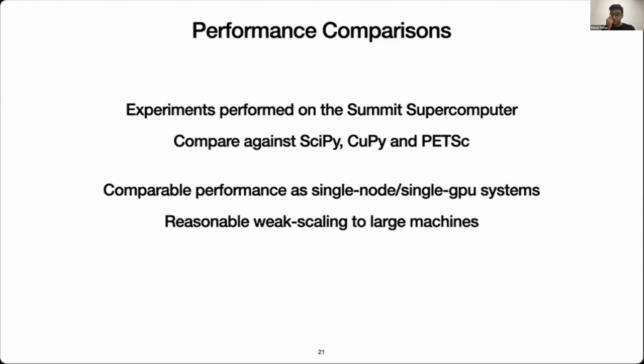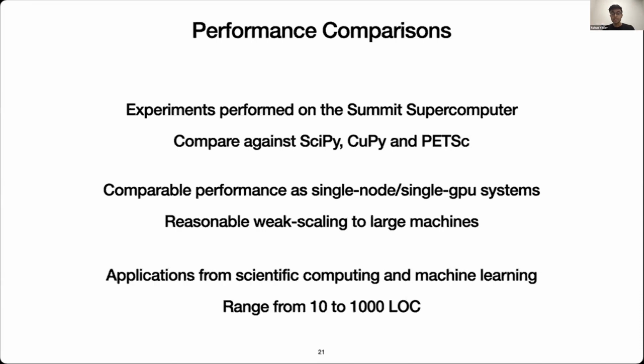The goal of this performance comparison is to show you that Legate Sparse can have comparable performance to these single node or single GPU systems, and then you can take that same code and have reasonable weak scaling up to larger and larger machines. We have applications from the scientific computing domain and machine learning domain, and some really complicated applications. They range from around 10 lines of code to over 1,000 lines of code, real applications written in pure NumPy and scipy that our system can handle.